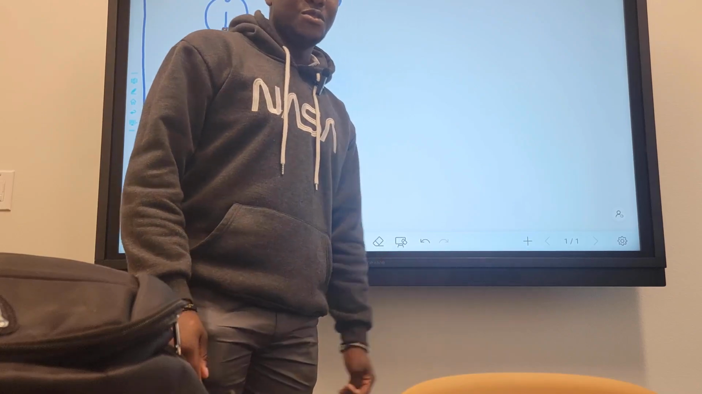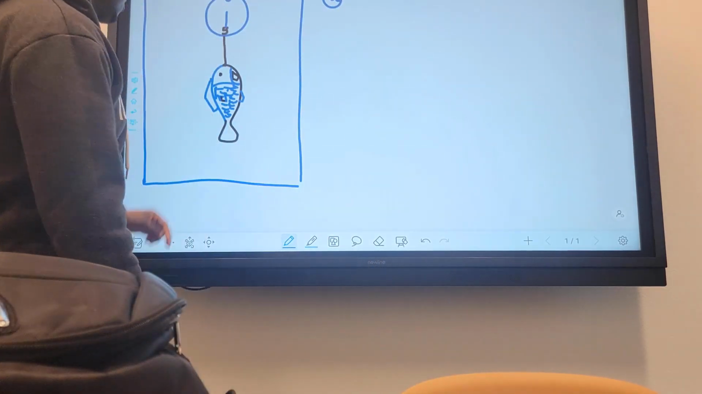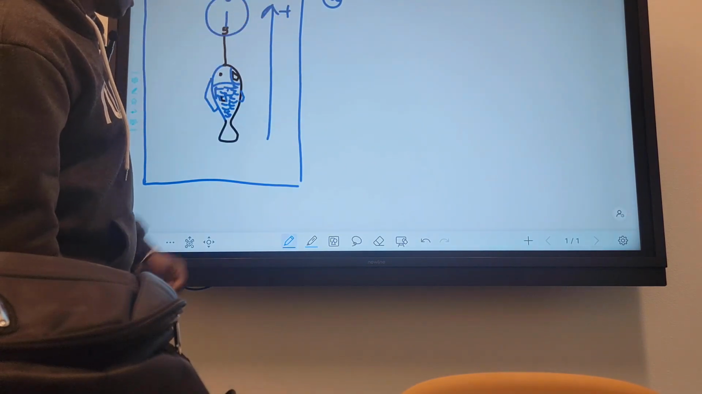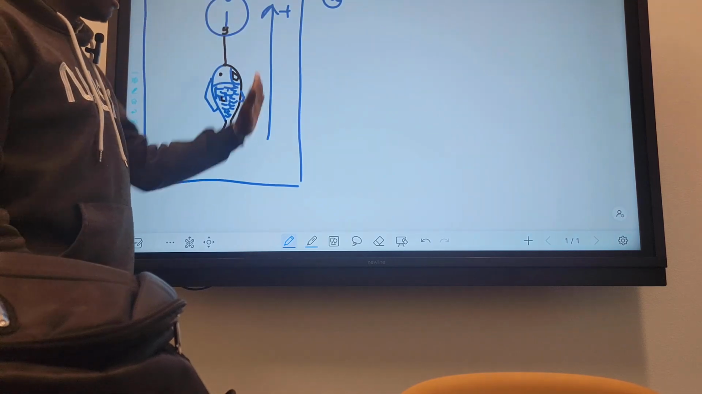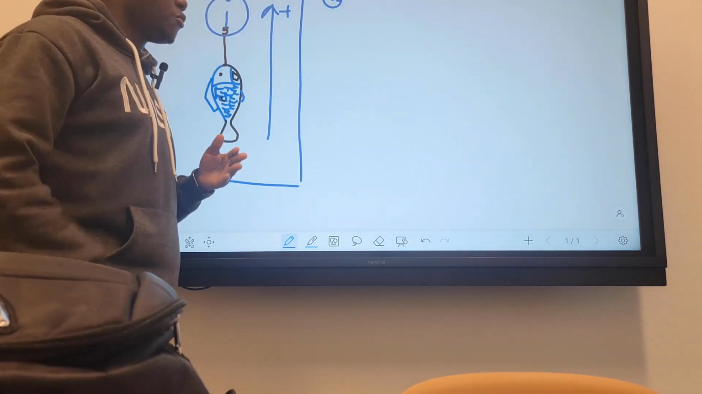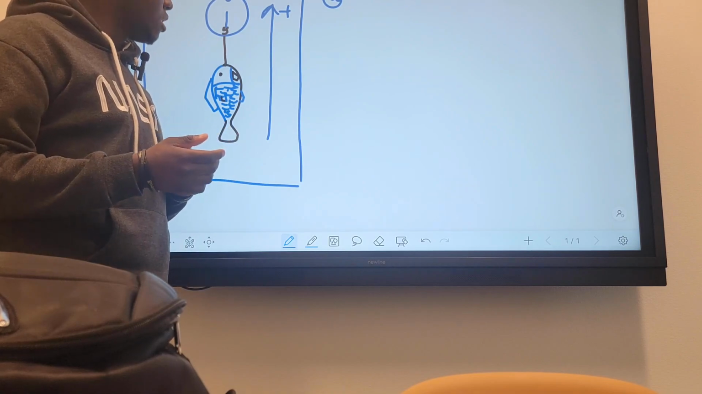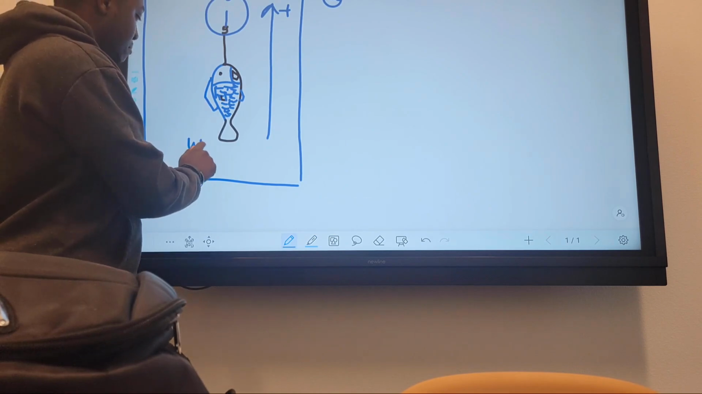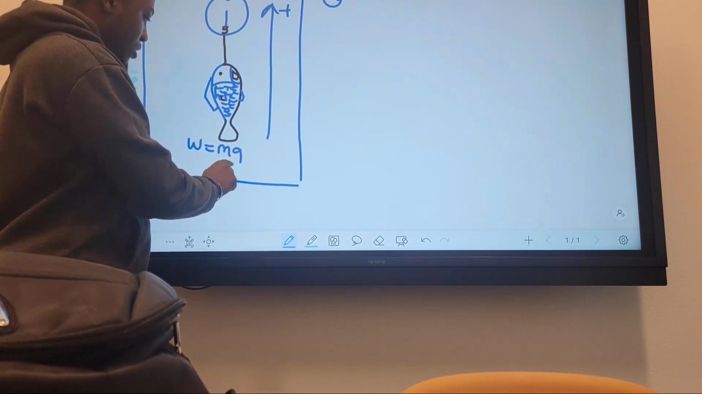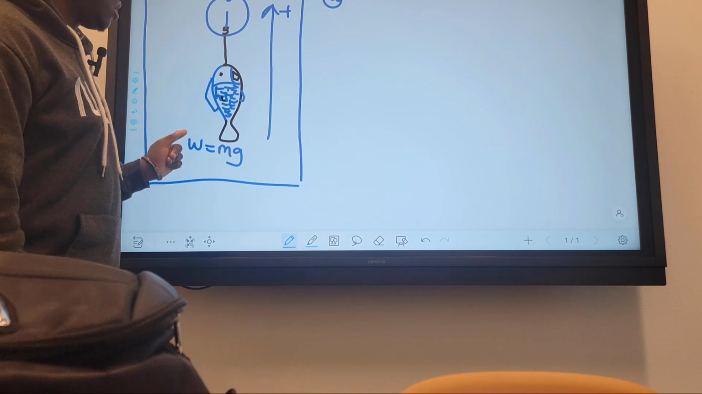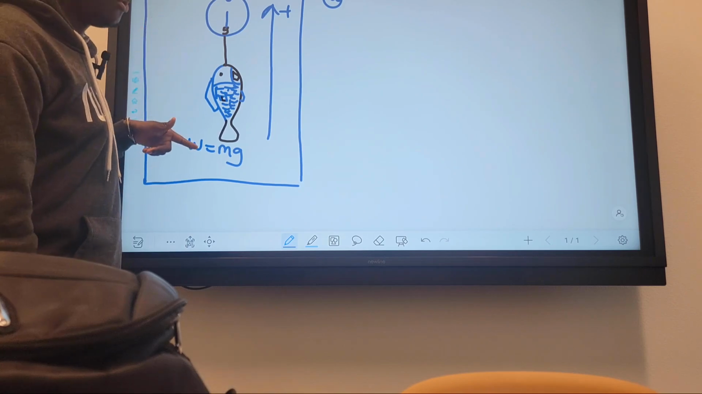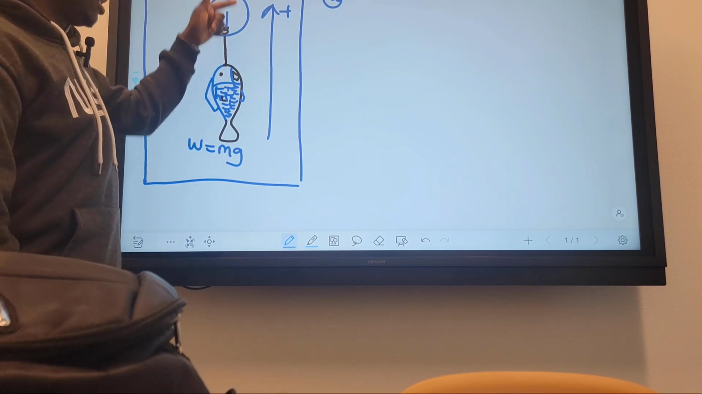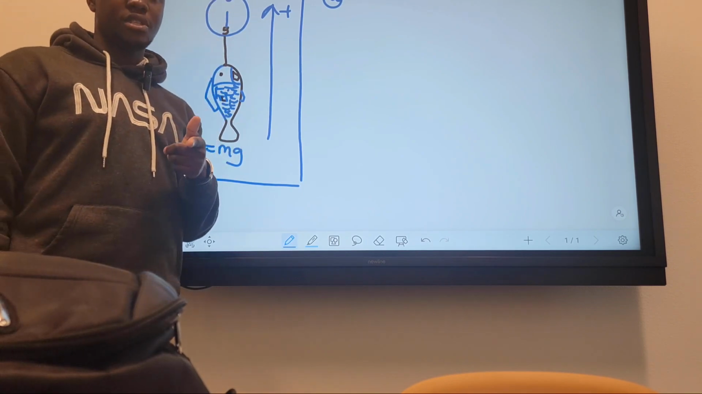So the first thing I'm going to do is define my direction. I'm going to define the upward direction as my positive. Then everything that goes down or opposes the upward direction will be assumed to be negative. An example I can give is weight, which is mass times gravitational force. When the elevator is going upwards, this force will be taken to be negative because it acts downwards. When the elevator is going downwards, gravity will be taken to be positive.